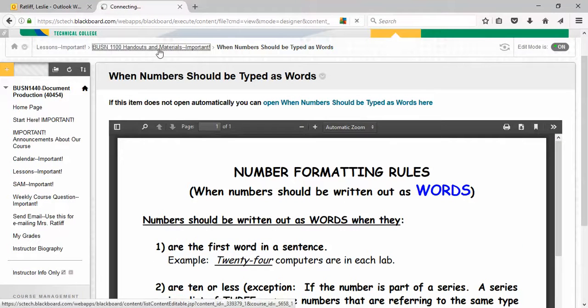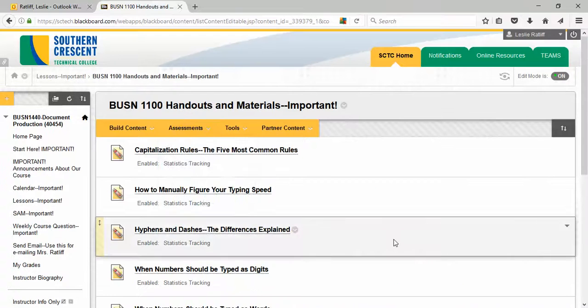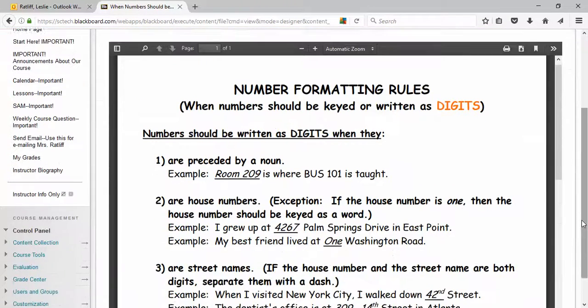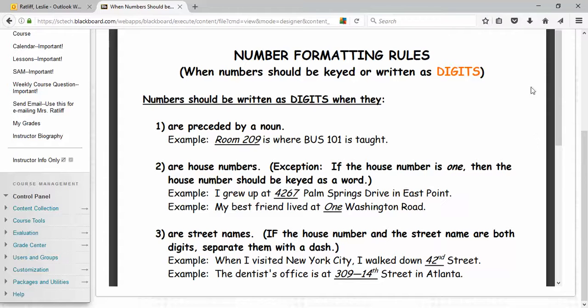Let's go back and find the digits rules. When numbers should be typed as digits. Okay, the same type of document, it's just these are the digit rules. Numbers should be written as digits when they are preceded by a noun. Preceded means comes before. If the noun comes before the number, room 209, chapter 7, building 4, doesn't matter what the number is, the number should be digits.